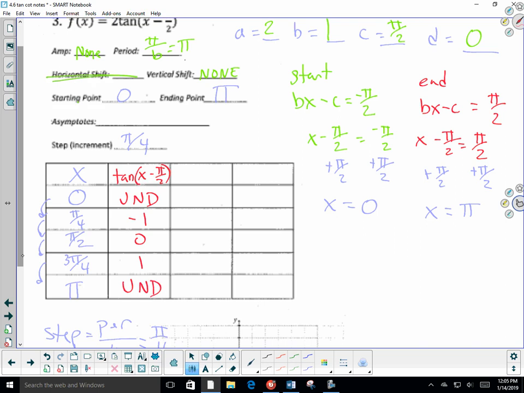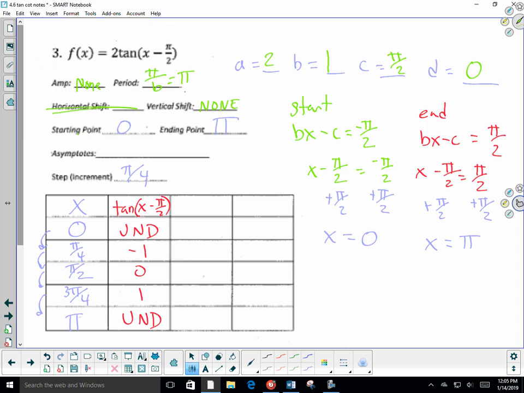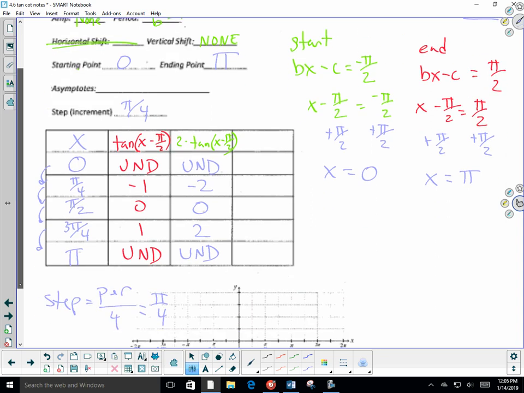Okay? And so, in this case, our next column is going to be 2 times that. So I need 2 times tangent of x minus pi over 2. And so I need 2 times each of these values. Well, 2 times undefined is still undefined. 2 times -1 is -2. 2 times 0 is 0. 2 times 1 is 2. And then undefined.